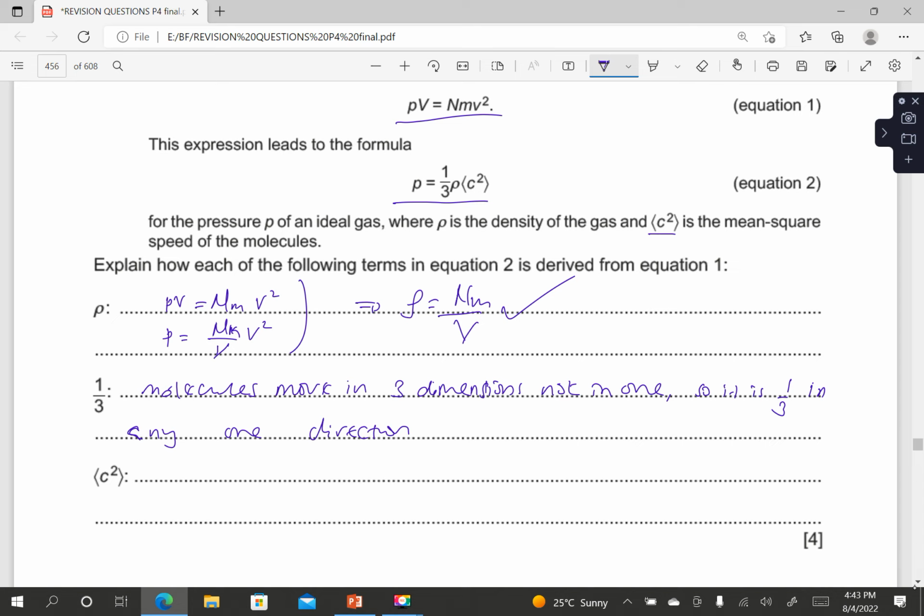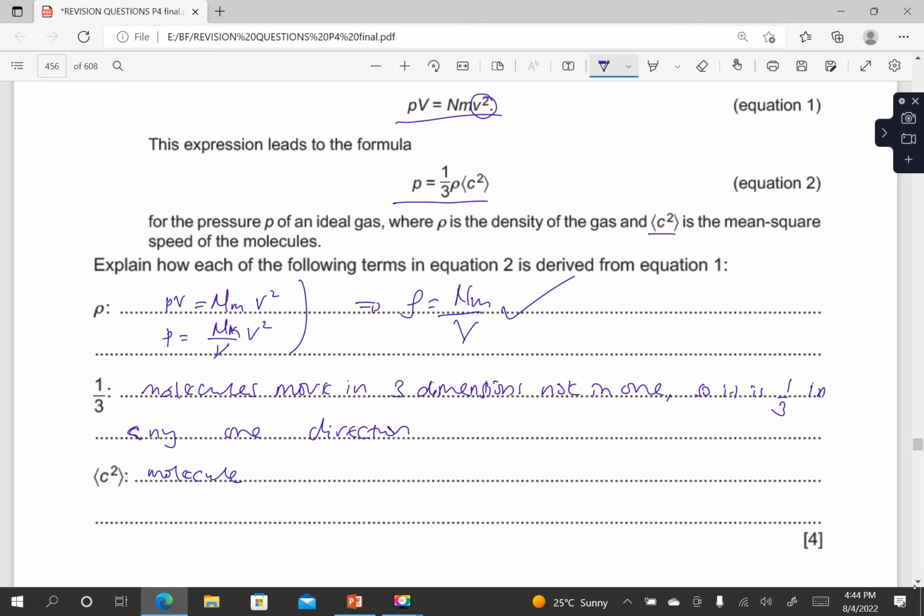Molecules move in 3 dimensions, not in one. So it is a third in any one direction. Then the last one, how do we arrive at it? We had V squared here, but now we have mean square speed. Remember, we said we have a large number of molecules which have a wide range of speeds. Therefore, taking the average of the speed is very important.